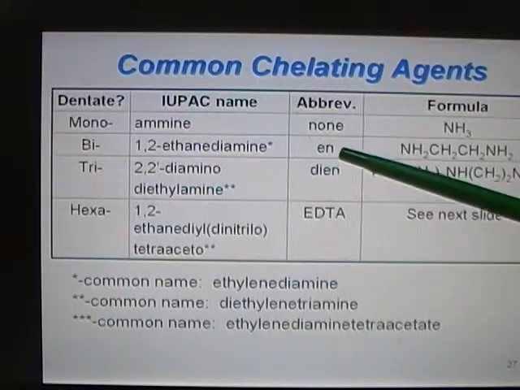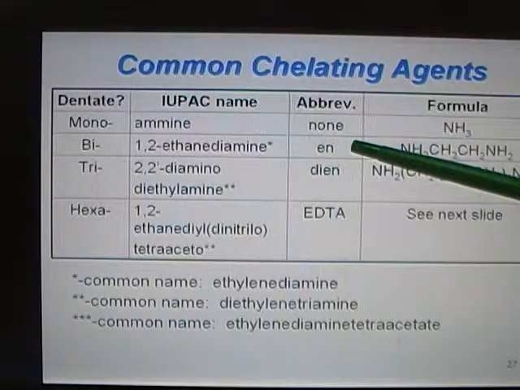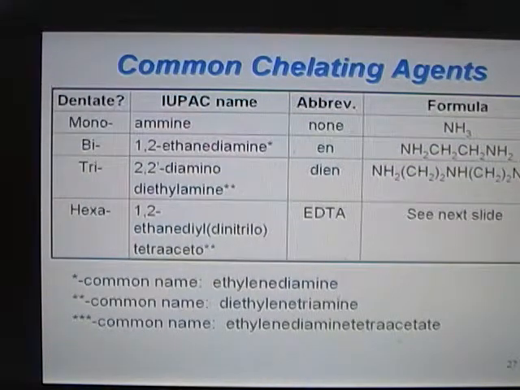Its abbreviation is EN. So if you see EN in the formula of a compound, that means ethylene diamine. And the formula of EN is NH2, CH2, CH2, NH2. There are 2 nitrogens, and each nitrogen can bond to the metal cation.